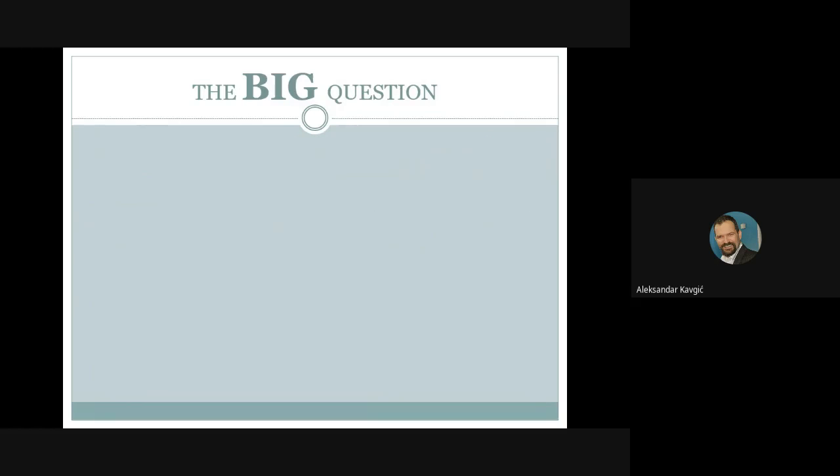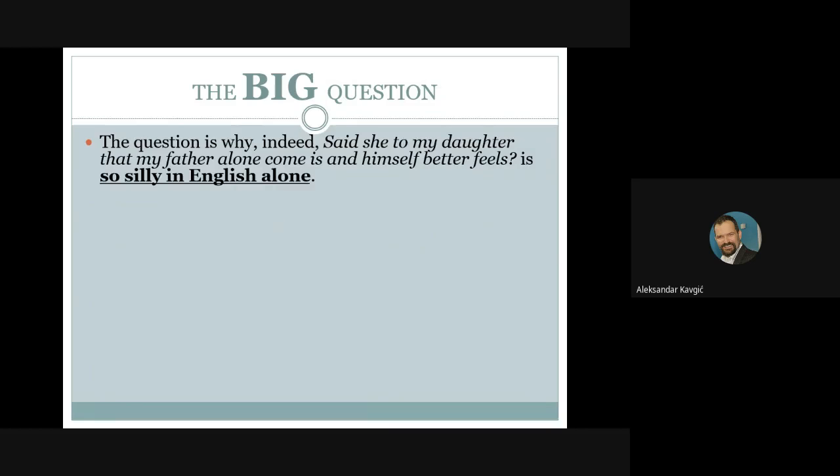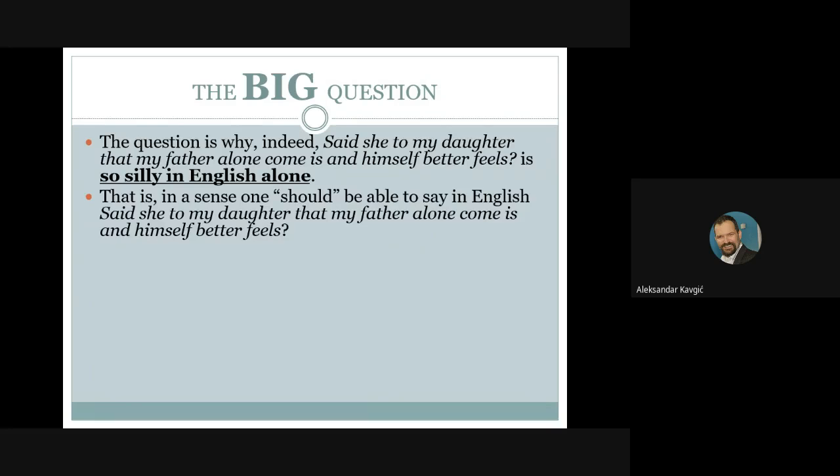So the big question is not then why Germanic languages developed the way they did. No, the big question is actually why English developed the way it did. Why is it indeed so silly in English alone to say, said she to my daughter that my father alone come is and himself better feels? It sounds terrible, but it's only terrible in English. You should be able to say it in English, but you cannot say.